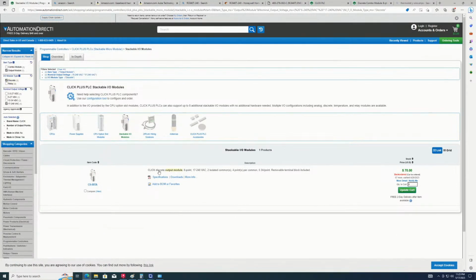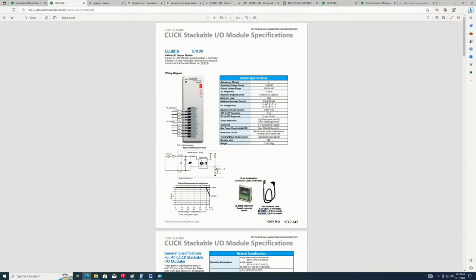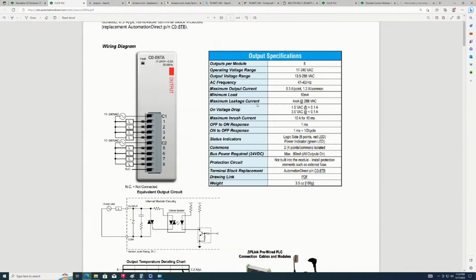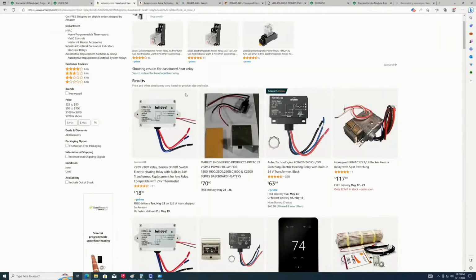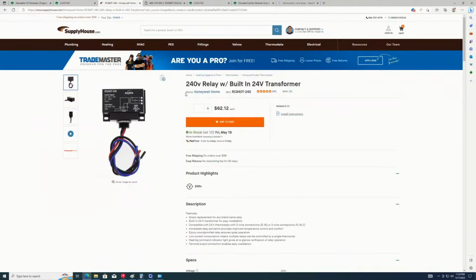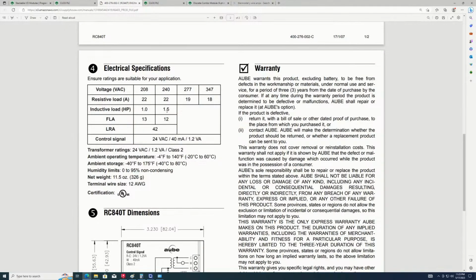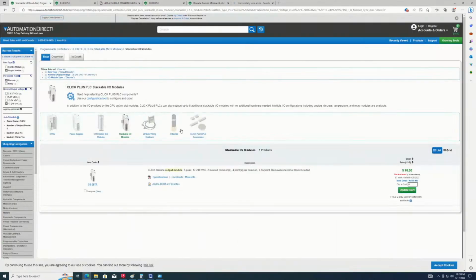I don't think I can do a discrete, can I? What's that? 0.3 amps. Get out of here. Yeah, I have to use a relay. All these are just over my limit.